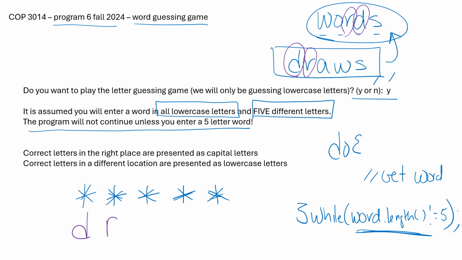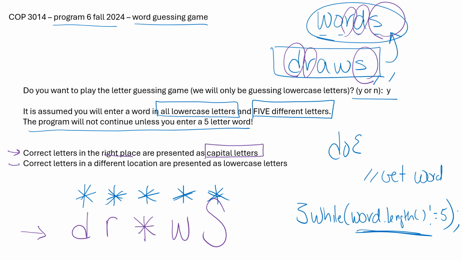There is no A, so since there is no A, this will remain an asterisk. There is a W. The W is also in the word and in the wrong place. So these are lowercase, but this S is in the word and in the right place. So this will be an uppercase S. So correct letters that are in the right place will be capital letters, and correct letters that are in a different location will be lowercase letters. So if the word is words, and that's the secret solution word, and the user enters the word draws, this is what you will give them.